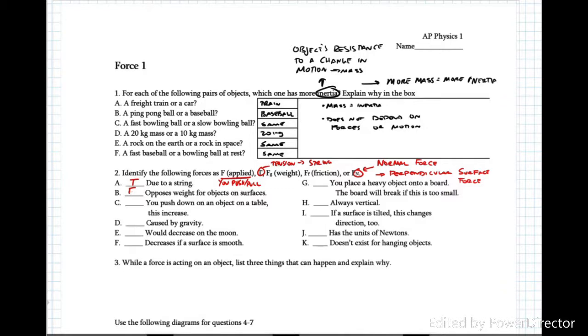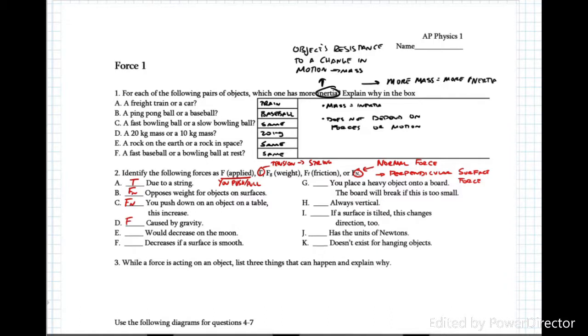Let's go through these. Force that's due to a string is tension. Force that opposes weight for objects on a surface: if we're on a surface and it's pointing in the direction opposite weight, it's going to be normal force. You push down on an object, this force increases when it's on a table. It's going to be the normal force. Normal force is a measure of how hard two surfaces are being pressed into one another.